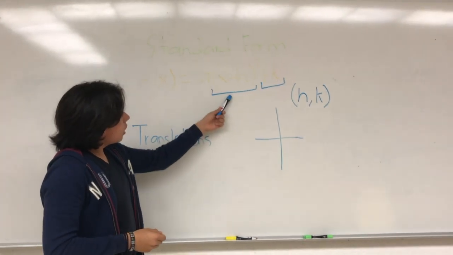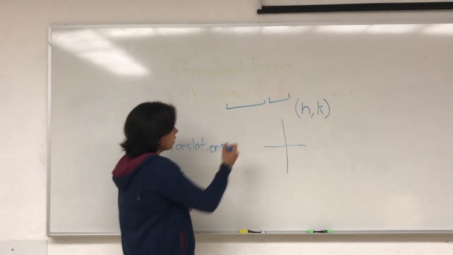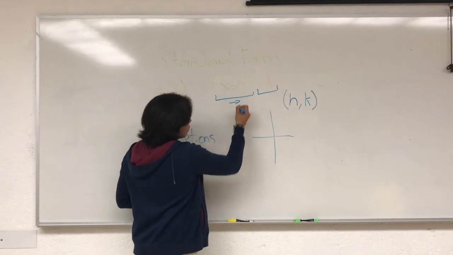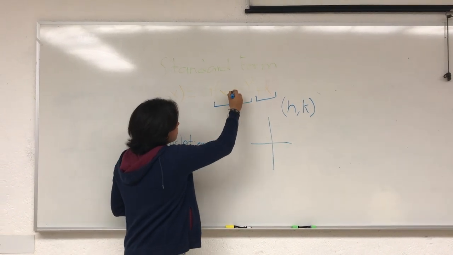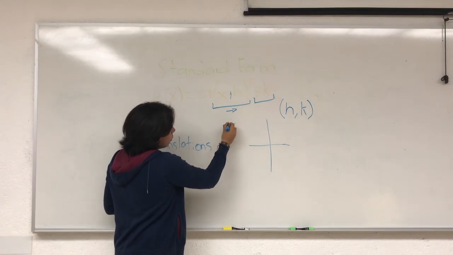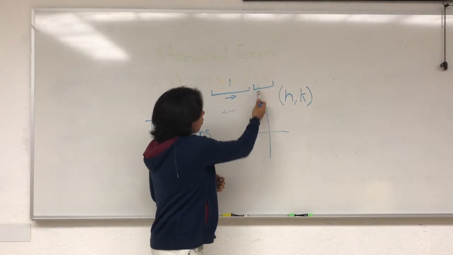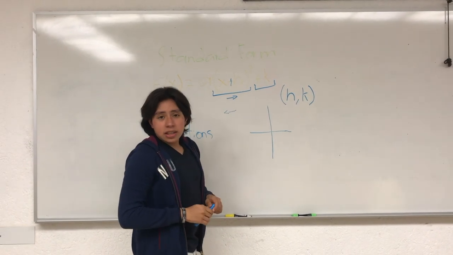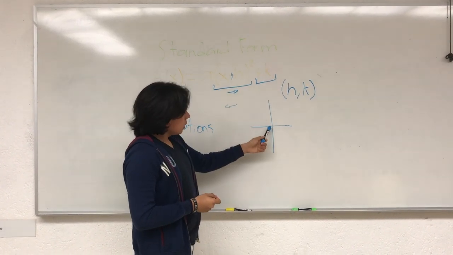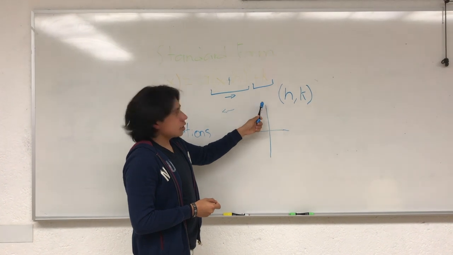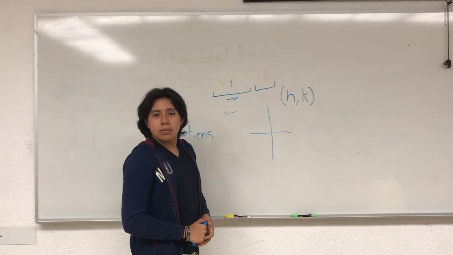So in this way, with x minus h, we can see that a point moves to the right if h is positive. But if the h is negative, then it moves to the left in the ordinates. Now, with the k, which stands for the y, if it is positive, then the point will move upwards. If it's negative, the point will move downwards.